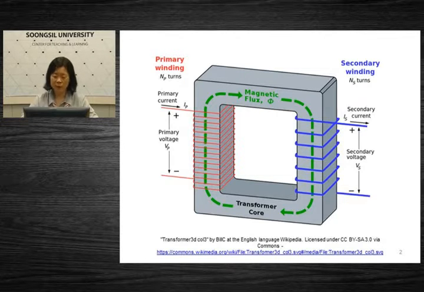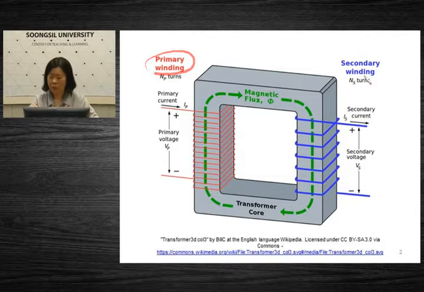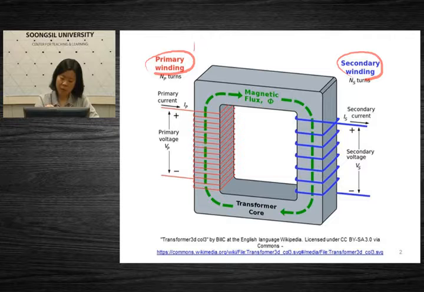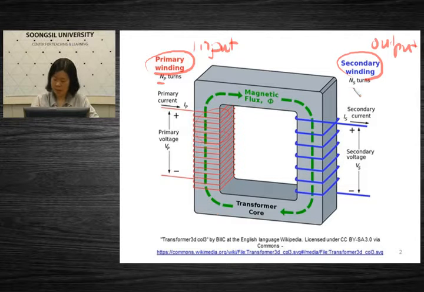So this is a figure representing a typical transformer. We have the primary part and we have the secondary part. Usually the primary part is the input, and the secondary part is the output. NP means the number of turns of wire in the primary part, and NS is the number of turns of wire in the secondary part. Here Vp is the voltage supplied by the primary circuit, and Vs is the output voltage for the load.